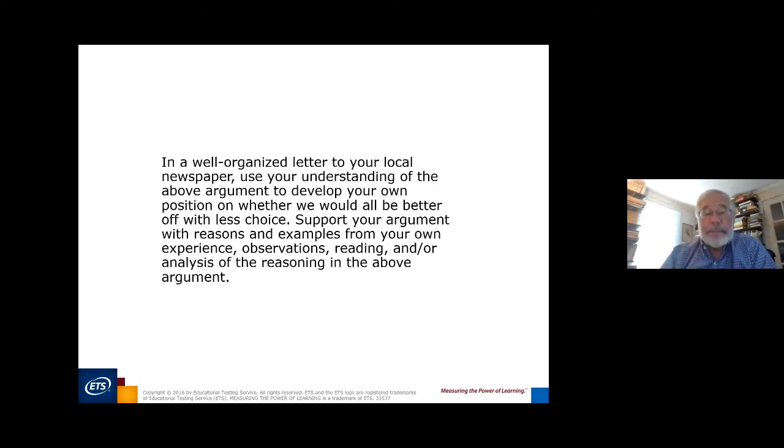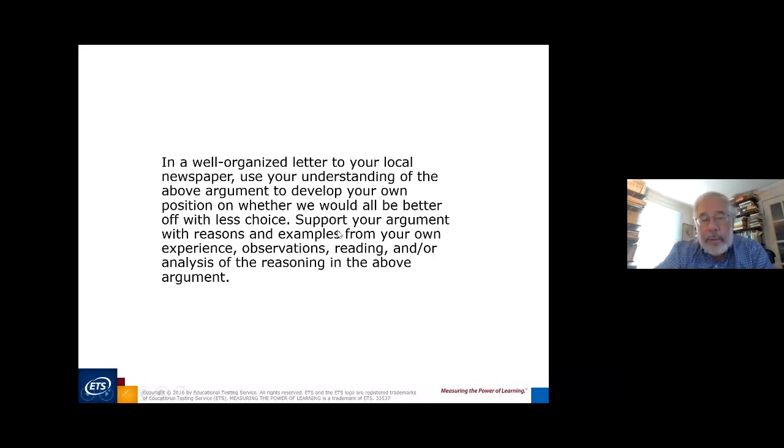And then we say, in a well-organized letter, so we're telling the test taker how to organize it, written to the local newspaper, use your understanding of the above argument to develop your own position on whether we should all be better off with less choice. So there's a very clearly delineated statement of what we expect the student to do.